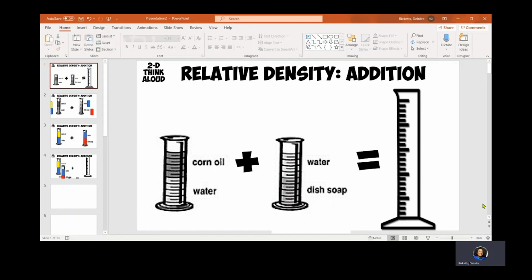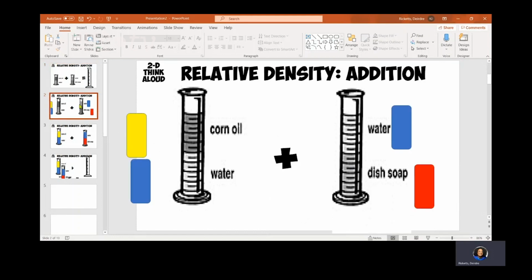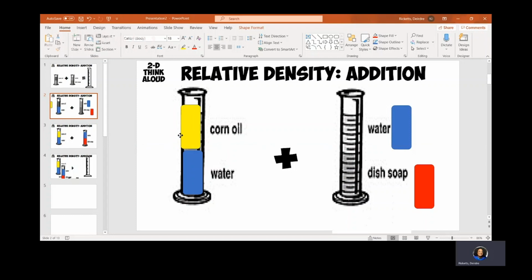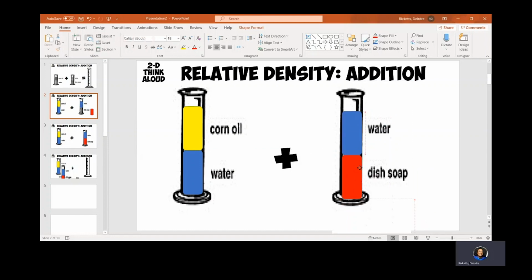What is it going to look like when I put container 1 and I add container 2 together and get container number 3? Next slide. To show my thinking, I'm always going to color code it. That's the best way I can do it. So over here, I have water. I'm going to make it blue. And corn oil yellow. That's my first graduated cylinder. Then I'm going to come over here and I'm going to use the same color for water that I used in the first one. Water over here, blue, and dish soap, our new element, is red. So we did our color coding.